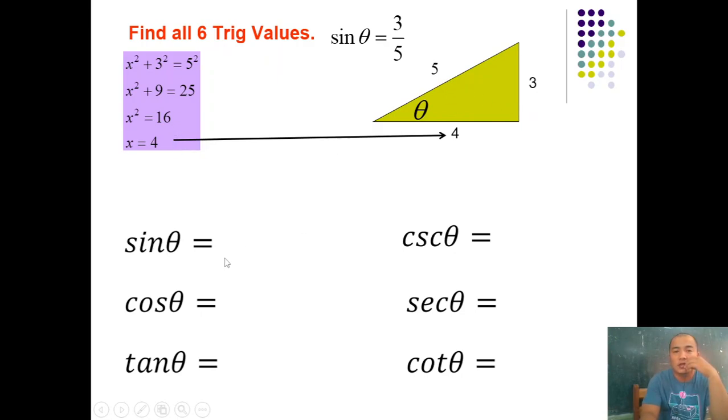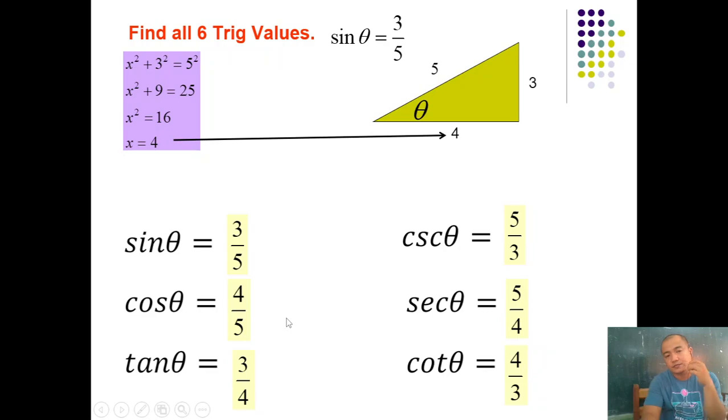This is 4. Sine theta is opposite over hypotenuse, 3 fifths. Cosine theta is 4 fifths. Adjacent side over hypotenuse. Tangent theta is opposite over adjacent side, so 3/4. Cosecant theta, reciprocal of sine theta, 5/3. Secant theta, reciprocal of cosine theta, 5/4. Cotangent theta, reciprocal of tangent theta, 4/3.